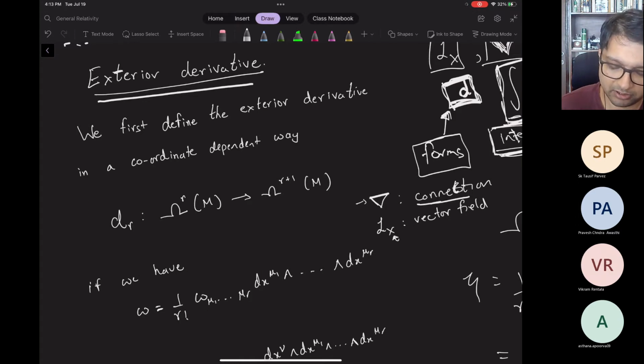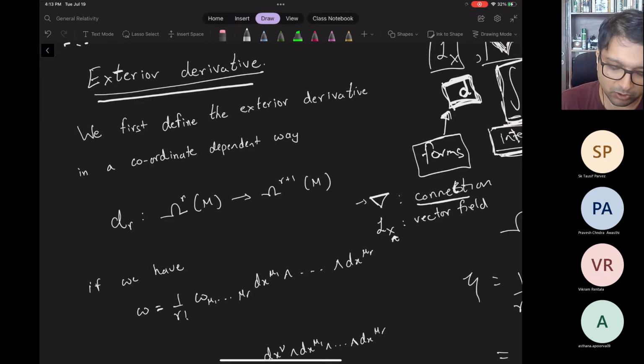The connection requires you to specify a connection on the manifold to compare tensors, because I have to tell you how to parallelly transport the tensor. Or the Lie derivative requires that you tell me what the vector field x is so that I tell you in which direction to compare the tensors.